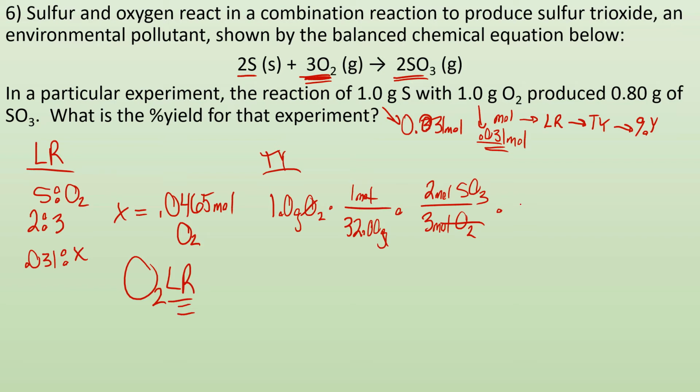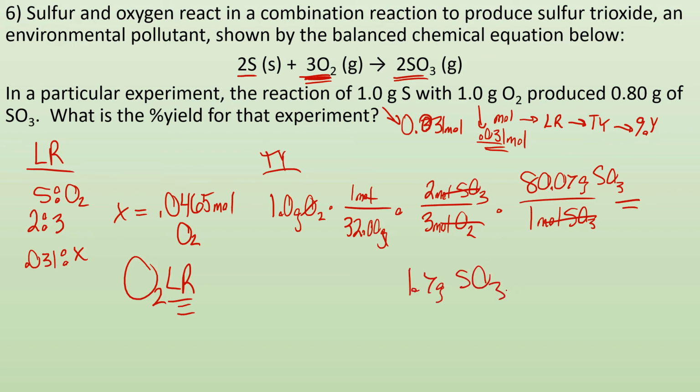So my last step will be to go, 1 mole of SO3 is 80.07 grams of SO3. Again, the units are telling me which one should go on top and which one should go on bottom. If I'm trying to cancel out moles of SO3, if it's on top, I need to put it on bottom in my conversion factor. So now I can just plug and chug, and I get 1.7 grams of SO3 as my theoretical yield.